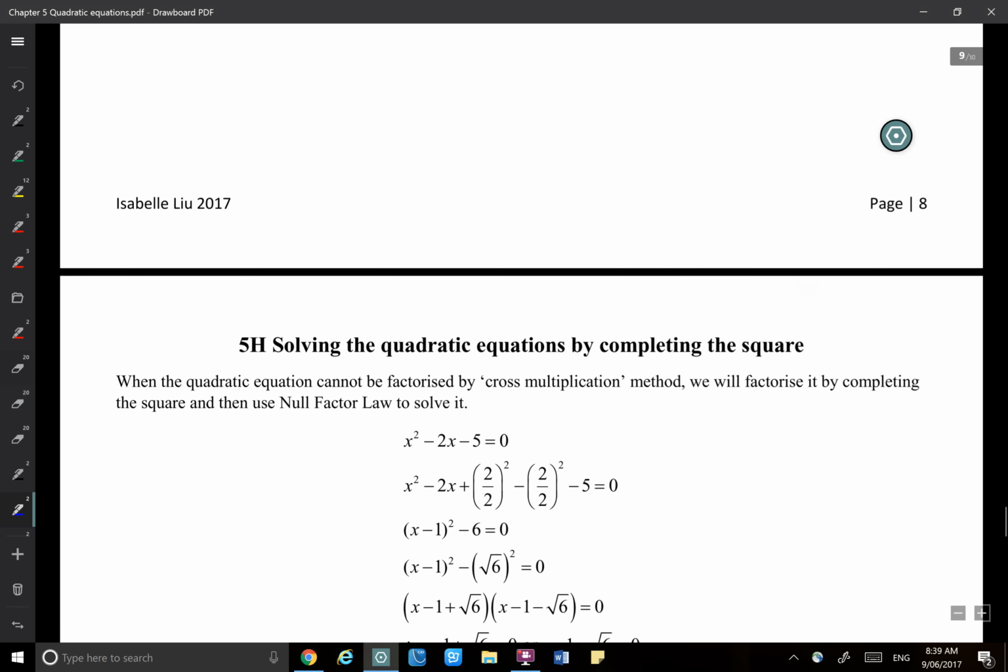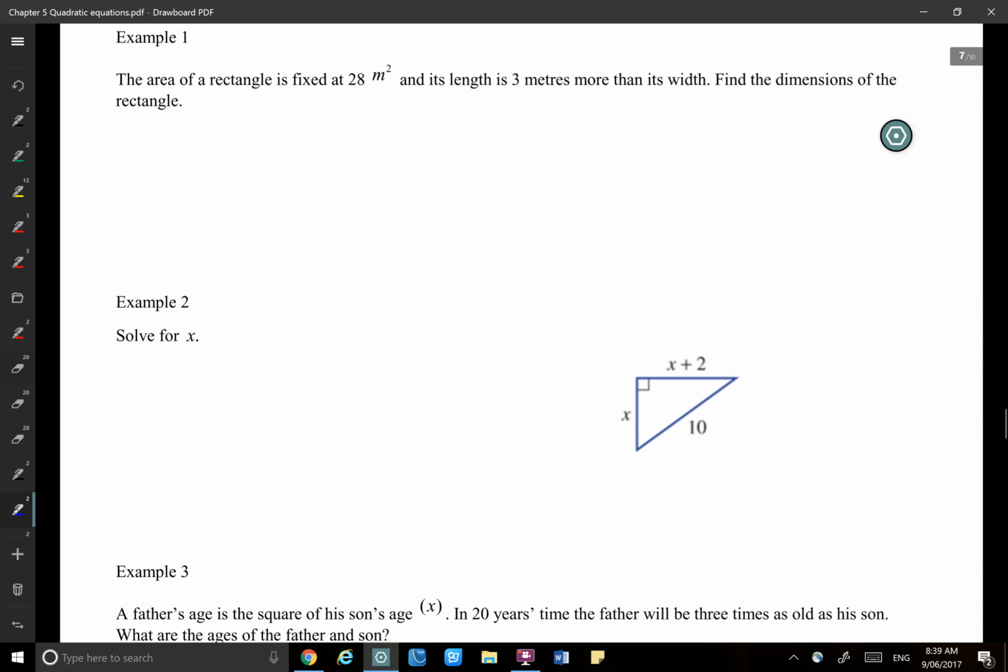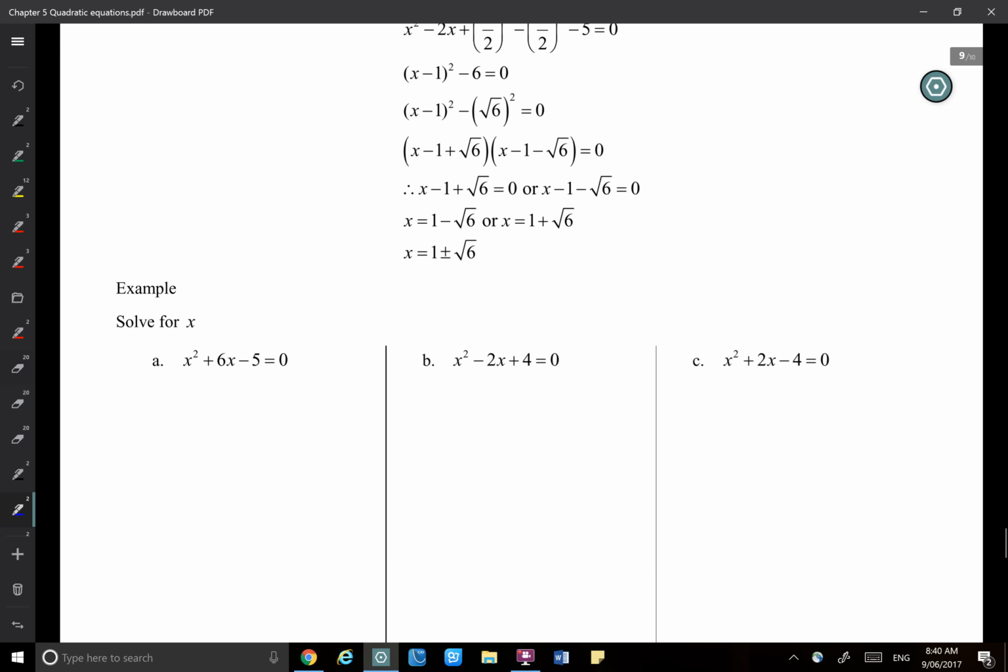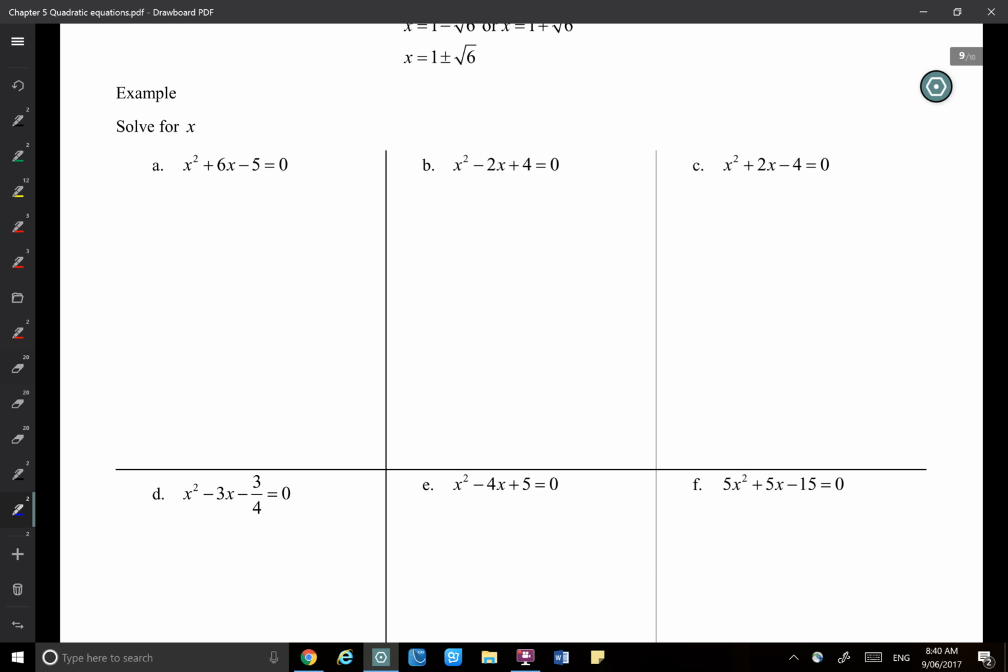Okay, exercise 5H. I'll skip the application one first and go directly to solving quadratic equations by completing the square, because I think this connects nicely with the previous exercise. Last exercise we used cross multiplication to solve quadratic equations, and this time I can't use cross multiplication. Most of the equations I give you here can't be factorized that way, so to solve them I need to factorize by completing the square.